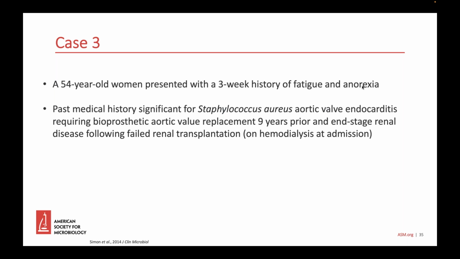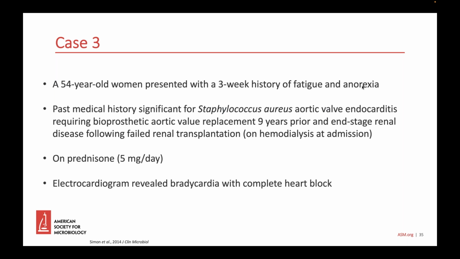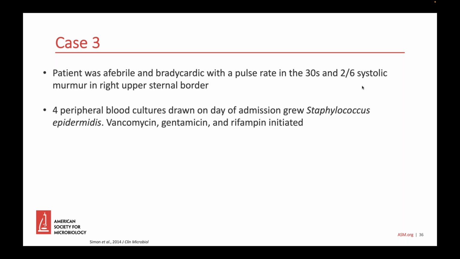So this is a 54-year-old woman who presented with a 3-week history of fatigue and anorexia. Past medical history was significant for Staph aureus aortic valve endocarditis, requiring valve replacement 9 years prior, and end-stage renal disease following failed renal transplantation. Patient was on prednisone. An electrocardiogram revealed bradycardia with complete heart block. Patient was afebrile, bradycardic, with a pulse rate in the 30s. The patient had 4 peripheral blood cultures drawn on the day of admission that grew Staph epidermidis, so a coagulase-negative Staph species. Vancomycin, gentamicin, and rifampin were initiated.